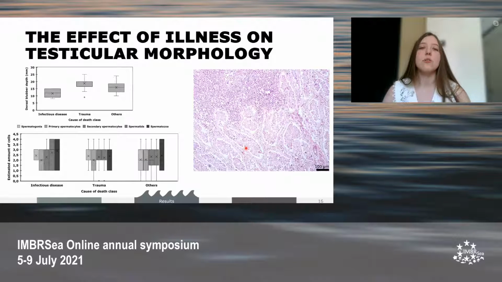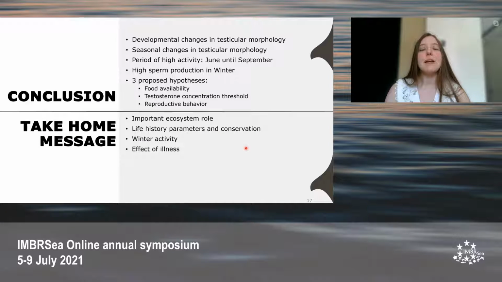And then for our conclusion, our main aim was completed. We found developmental changes and seasonal changes in testicular morphology. Based on these seasonal changes and our initial classification system, we can describe a period of high activity from June until September. While the species was known to produce sperm year-round, we did not expect high sperm production in winter, and we had our three proposed hypotheses for this.